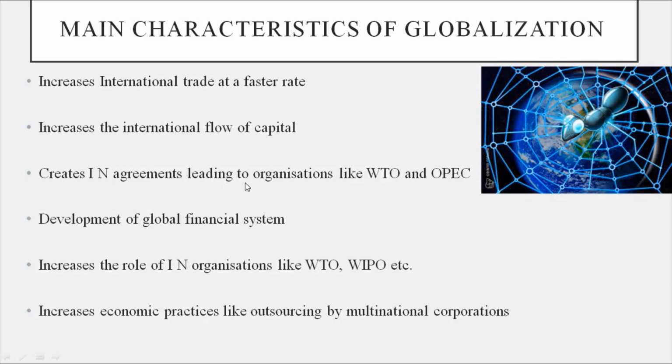It creates international agreements leading to organizations like WTO, OPEC, etc. So international agreements will increase, and that leads to organizations like WTO, World Trade Organization, and OPEC, the oil producing and exporting countries. They together make the agreements. There again, free flow is possible. Development of a global financial system: the companies which finance, not only in one country but in other countries also, wherever you go, they are ready to finance. So the global financial system starts.